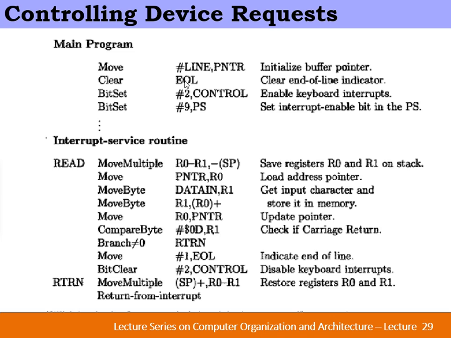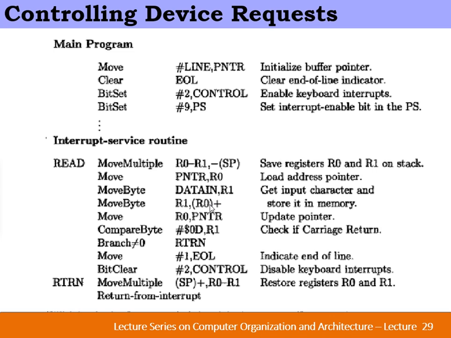So now the initial setting is over. While executing the main program, it may be in the middle, it may be required to read a character from the keyboard, a sequence of characters or one line of characters from the keyboard. So therefore the interrupt service routine starts to execute. Here a certain set of registers are stored onto the stack. The pointer will be stored in the R0 register. Read a character from the data in and store it in the R1 register.